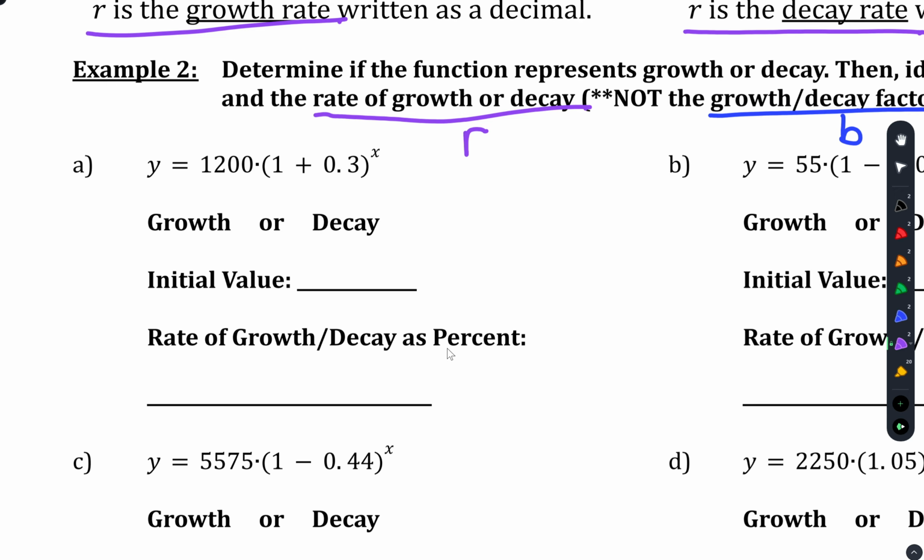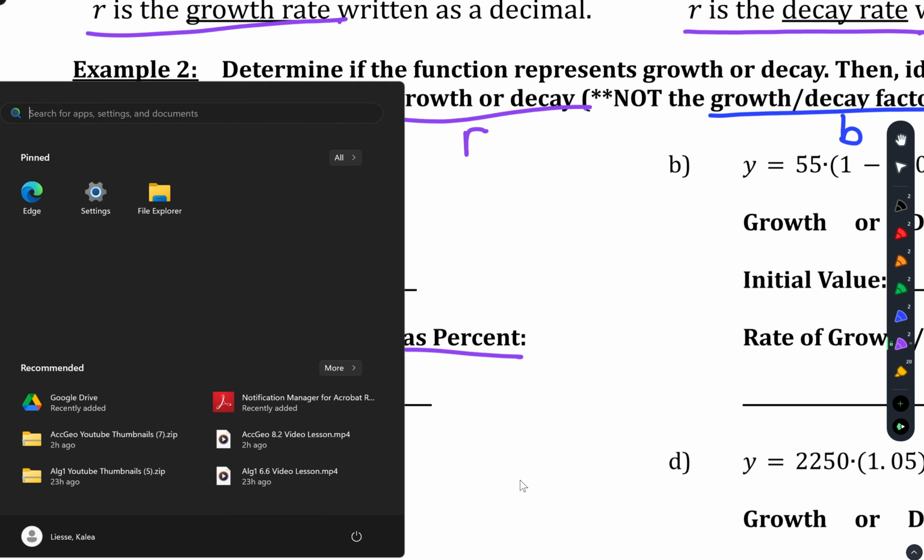It's going to be growth. If we think about this entire bubble as the b value, that b value is going to be bigger than 1. So we know that that's going to be growth. My initial value A has not changed. It's 1200. But now I'm being asked for the rate instead of the growth/decay factor. The rate is not including the 1. It is just this guy right here. So the rate is 0.3, and it asks us to give that as a percent.